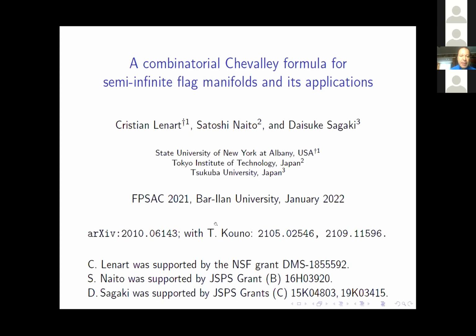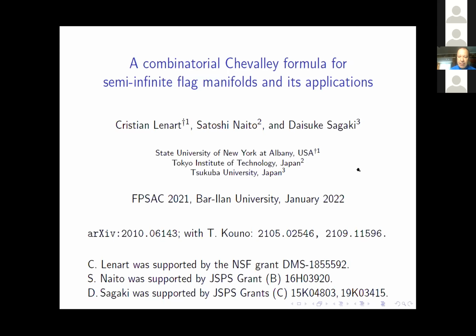And the talk is based on the joint paper with Satoshi Naito and Daisuke Sagaki, the first paper on the arXiv mentioned here. And I will also mention there are related results with Takafumi Kouno, which are more recent, 21. And also I will refer to some older results of mine. So let me get started.